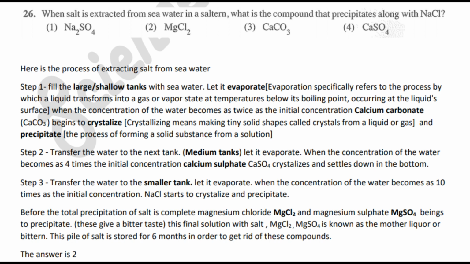Step 3, transfer the water to the smaller tank. Let it evaporate. When the concentration of water becomes 10 times the initial concentration, sodium chloride starts to crystallize and precipitate. Before the total precipitation of salt is complete, magnesium chloride and magnesium sulfate begin to precipitate. These give a bitter taste.